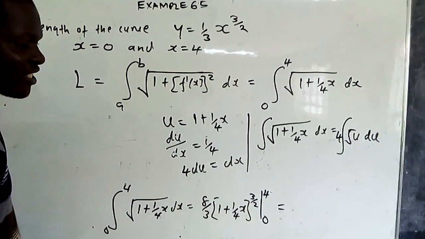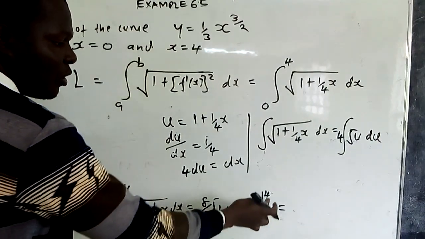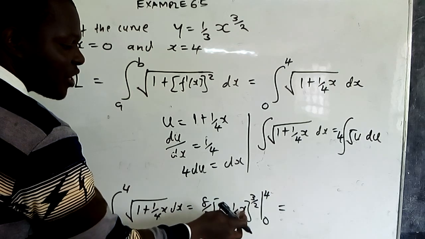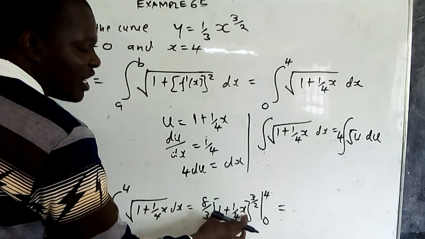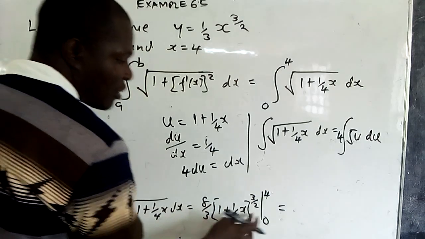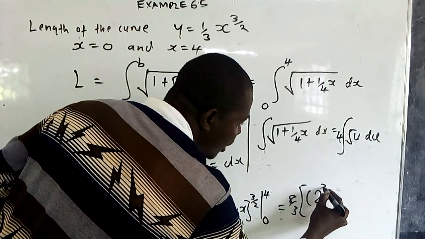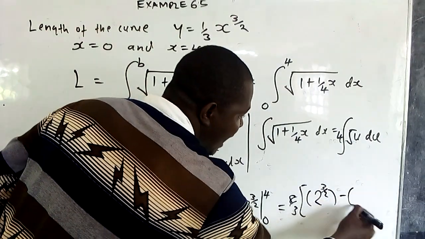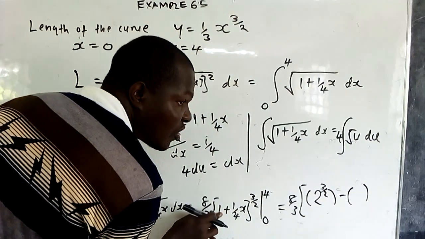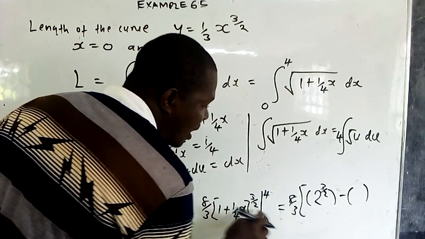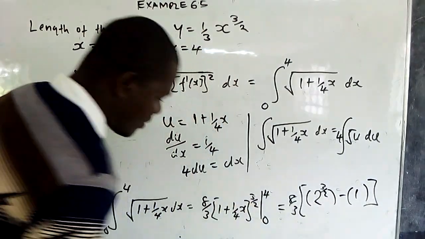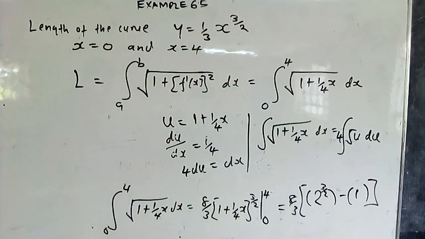When you substitute, when x is 4, look at it, it is very simple. When x is 4, a quarter times 4 is 1, so what will be inside there is 2. So we have 8 over 3 outside, then the upper limit is 2 raised to power 3 over 2, then minus the lower limit. When you substitute 0, you remain with 1, isn't it? 1 raised to power 3 over 2 is just 1. So if you evaluate that, what do you get? 8 over 3 in bracket 2 raised to power 3 over 2 minus 1.